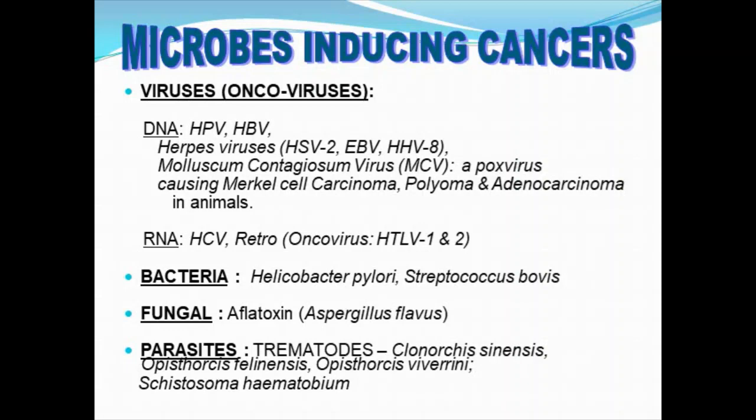And amongst the RNA viruses, we have the hepatitis C virus and the retro-oncoviruses, that is the HTLV-1 and 2 viruses. Not only viruses, we also have bacteria causing cancers like Helicobacter pylori and Streptococcus bovis. Fungal aflatoxin, which is produced by Aspergillus flavus, may be associated with cancer. And amongst the parasites, trematodes like Clonorchis sinensis, Opisthorchis felineus, Opisthorchis viverrini, and Schistosoma haematobium have cancer-causing potentials.